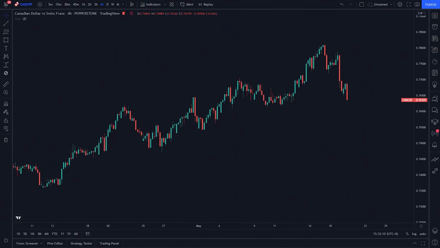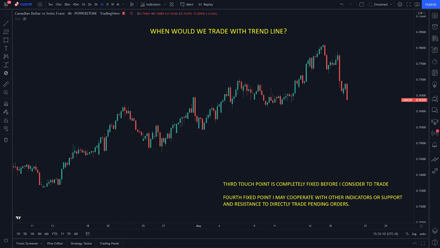Now we are seeing the CAD-CHF chart. So, when would we trade with the trend line? I will consider trading when the third fixed point appears. But before placing our trade, I must see if the third touch point is completely fixed before I consider to trade. Then at the fourth fixed point I may cooperate with other indicators or support and resistance to directly trade pending orders, instead of casually trading along the line when you see 2 touch points.